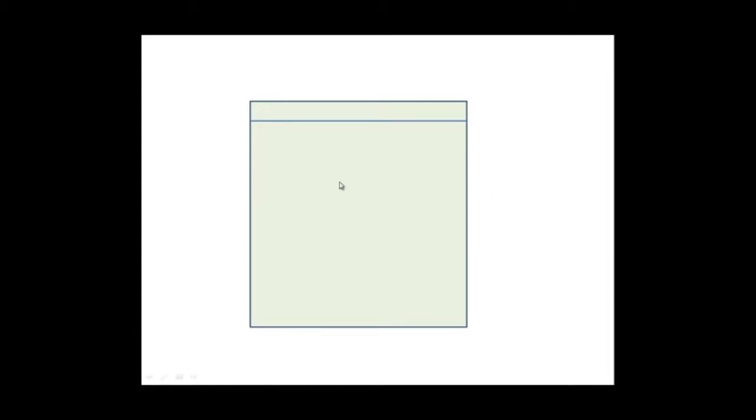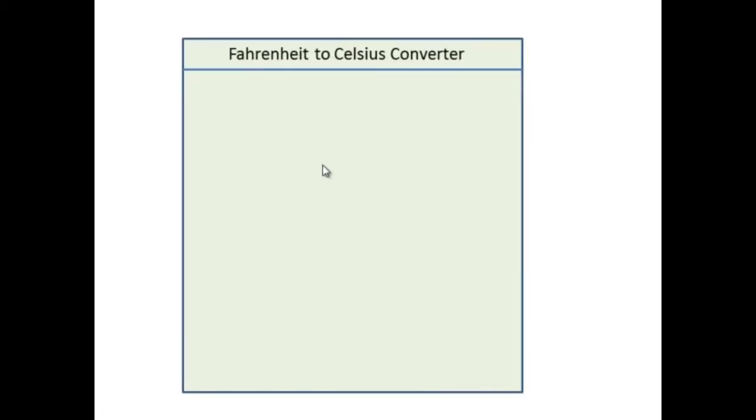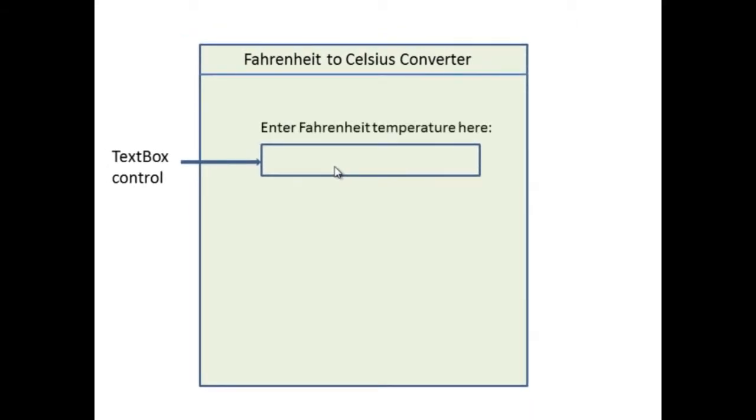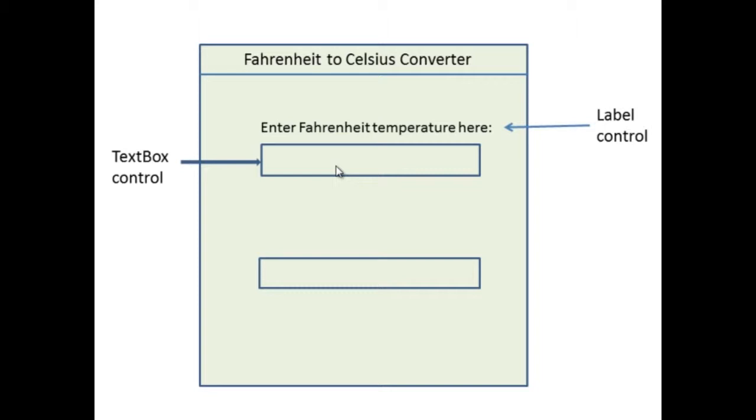Let's put an appropriate title to this form, Fahrenheit to Celsius converter. Now we use a text box control to accept keyboard input from the user. We also use a label control to display text on the form. So let's put a label here describing the purpose of this text box. We need two more labels, one for the program output and another for describing what is being displayed.